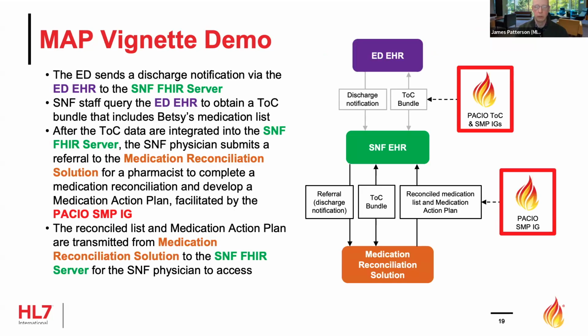That transition of care bundle will be received by the ED and also shared over to the medication reconciliation solution for review by the pharmacist for complete medication reconciliation workup. That medication reconciliation workup will result in a medication action plan facilitated by the PACIO SMPIG. And then that medication action plan will be transmitted back to the skilled nursing facility for use by that physician to determine best way forward on medications.